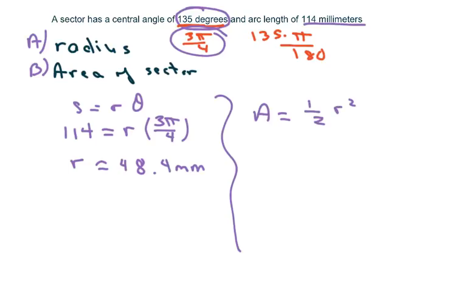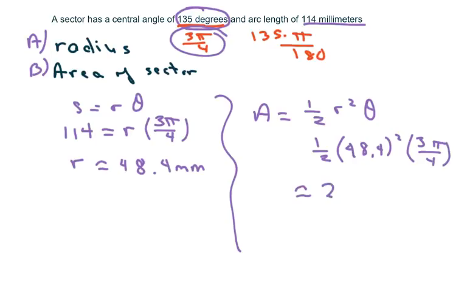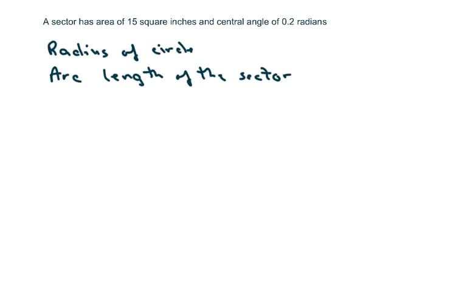And our area, the second part, is going to be 1/2 R squared times your angle in radians, which is 1/2 times 48.4 squared times 3 pi over 4, which is approximately 2,757.8 millimeters squared. Okay, we have two more problems. We want to find the radius of the circle. They already gave us the angle in radians, and the arc length of the sector.